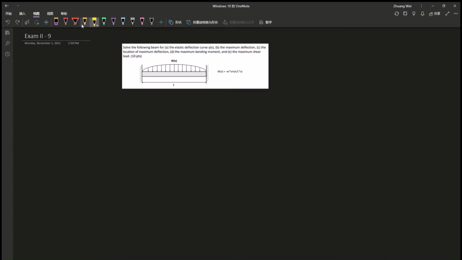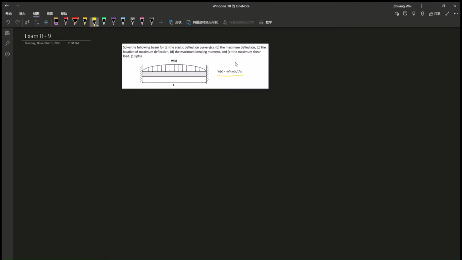Alright, so for the ninth problem, solve the following: for A, the elastic deflection curve y(x); for B, the maximum deflection; for C, the location of maximum deflection; for D, the maximum bending moment; and for E, the maximum shear load. Basically you have to use the integration method. You should have that in mind and be able to identify it right off the bat. The equation is given over here, so we just have to take the integration four times.